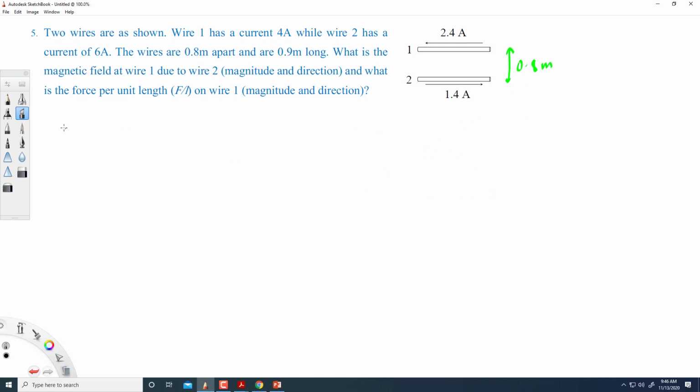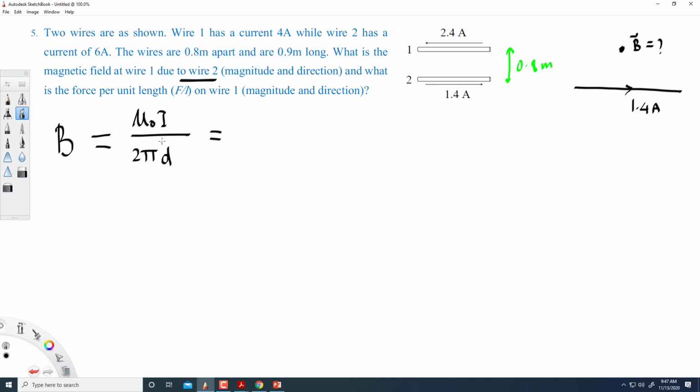So we want to find the magnetic field due to wire 2 at this point. So we have this wire and we want to find the magnetic field at this point. This is carrying current 1.4 amperes. Okay, so magnetic field is given by, what's the formula for magnetic field of a long wire? It's mu naught I over 2 pi r, or 2 pi d.